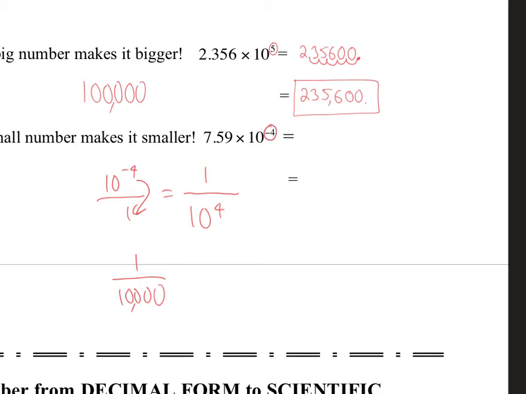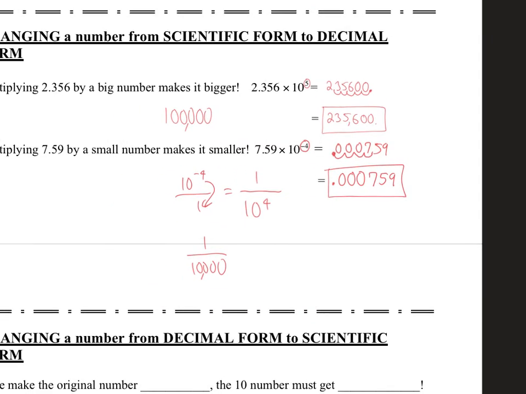So let's go ahead and do this here. So I'm going to put 7.59 right here. So we're multiplying by 10 to the negative 4. So we're going to move the decimal. If we're making it smaller, we're going to move it to the left 4 times. So we're going to go 1, 2, 3, 4. Here's our new decimal. Plug in zeros where the loops are. So our answer is going to be 0.000759. Okay, so we multiplied 7.59 by a pretty small number, so it's going to make it smaller.